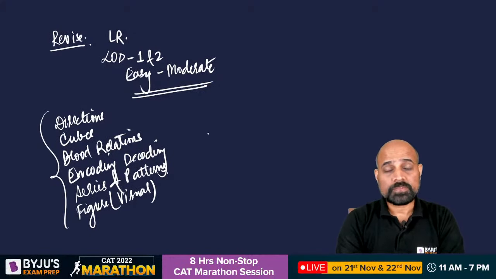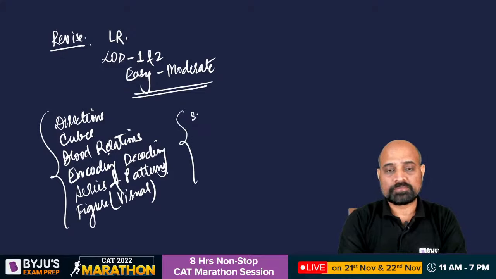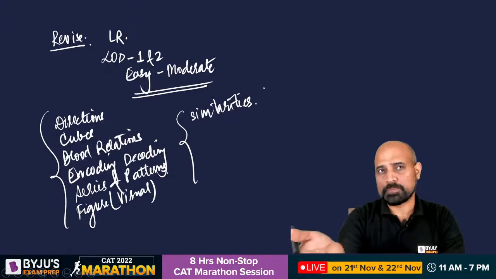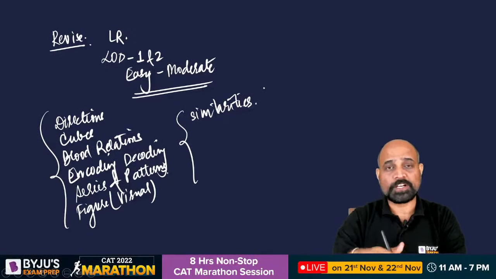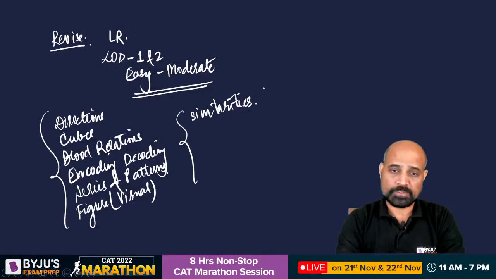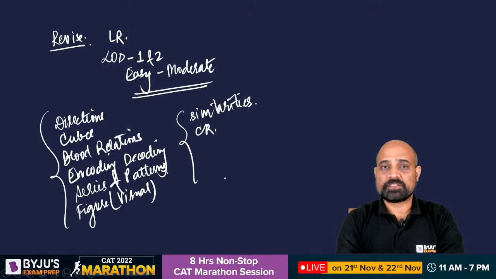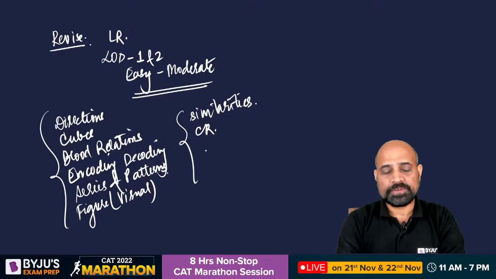Now in the case of logical reasoning, you have questions related to similarities, as in similarities between the words, pair of words. So if a word is related to some other word in a certain way, you have to find from the options which other pair will make similar sense. Then you have got questions related to critical reasoning, as in deduction, strong argument, weak argument, right?